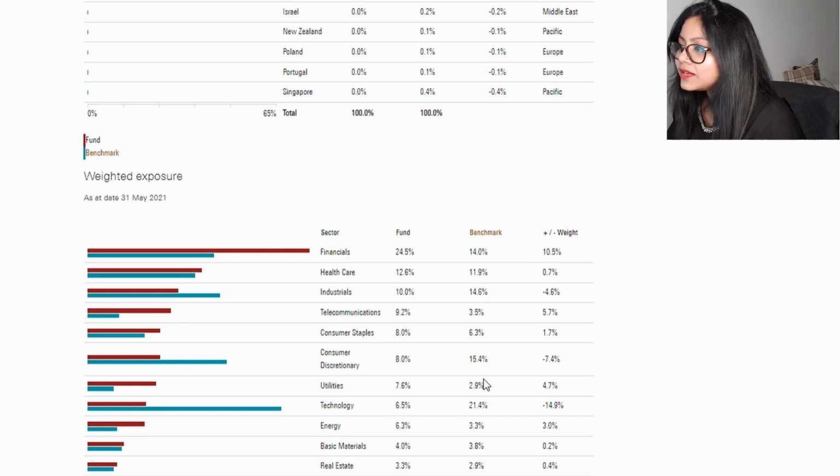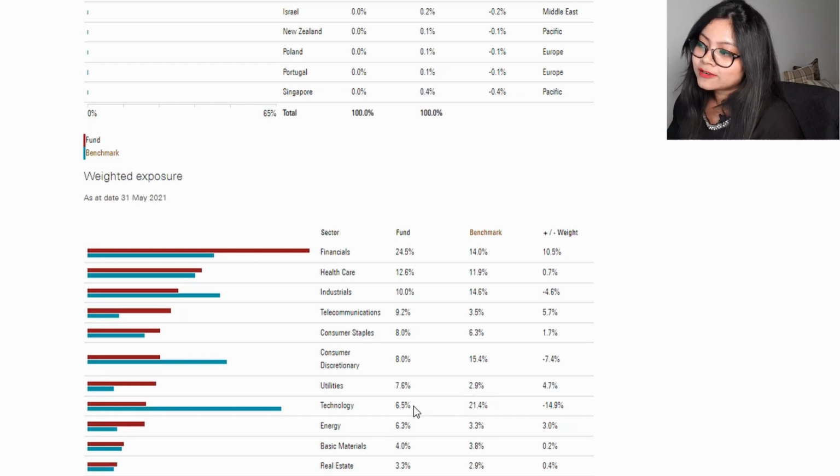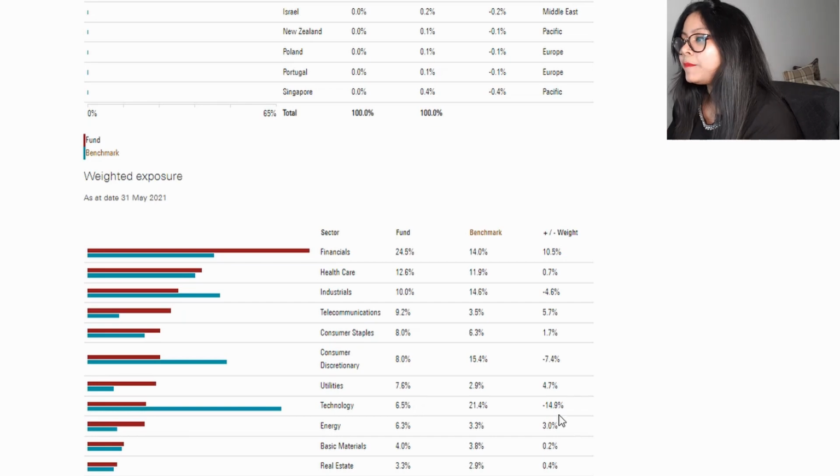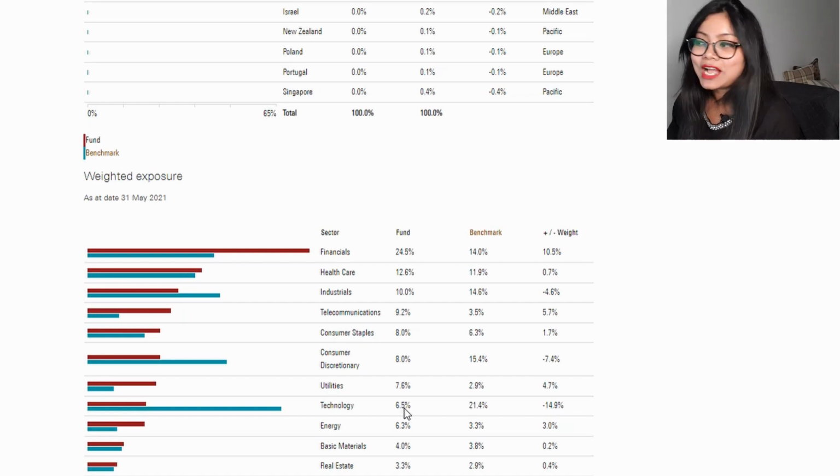Where the fund is definitely underweight, which again makes sense, is in the technology sector. The fund is about negative 15% underweight in this sector. The benchmark's got 21.4% of holdings in tech. The fund's got 6.5%. Again, technology companies, especially emerging technology companies, hardly pay out dividends because they're still growing. So there is no point for this fund to hold investments in there, because the whole purpose of this fund is to have higher dividends.